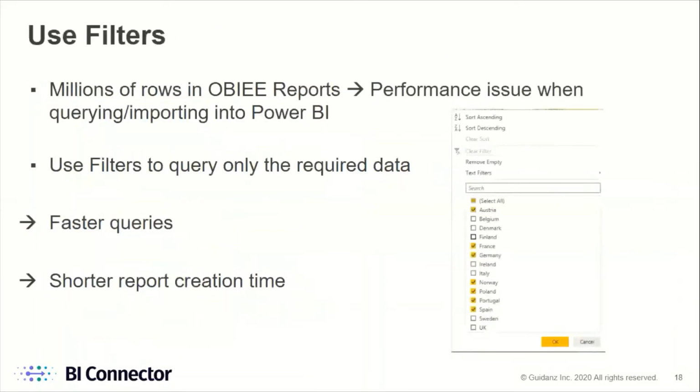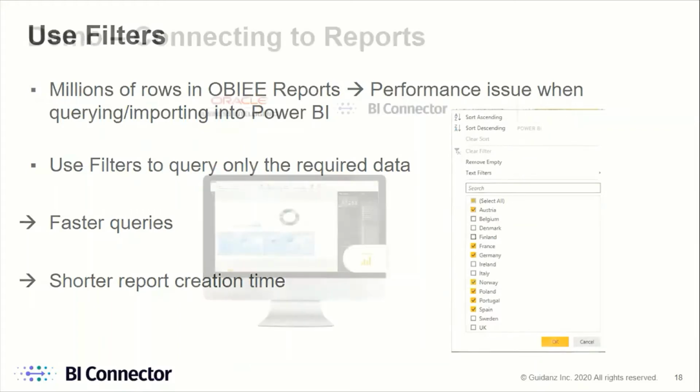The fourth tip is to use filters. Some OBIEE reports could have millions of rows, and that could result in a performance issue when querying or importing into Power BI. In that case, you can use filters to improve the query performance, and you can also narrow down to only the data that you need for your analysis. That would obviously result in faster queries and shorter report creation time.